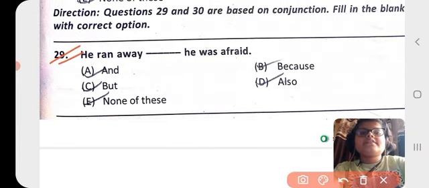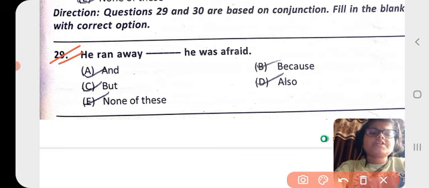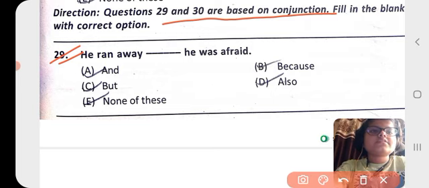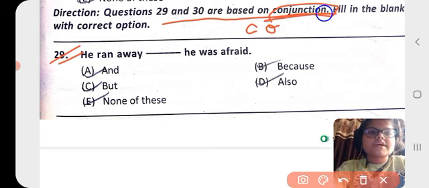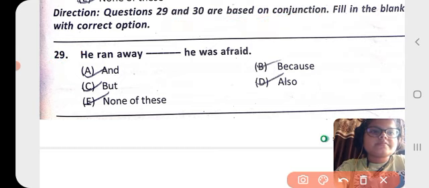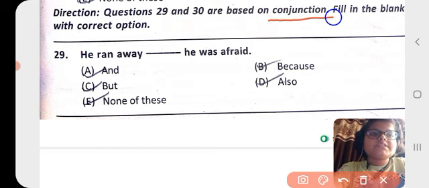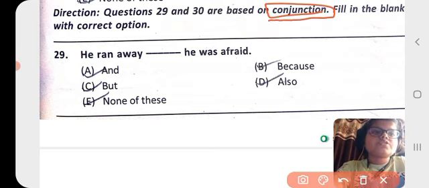Question 29. He ran away dash he was afraid. We have to fill in the conjunction. Actually, the spelling of conjunction, C-O-N-J-U-N-C-T-I-O-N, is also very important. He ran away dash he was afraid.